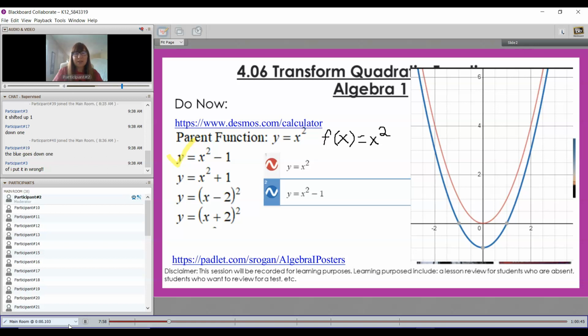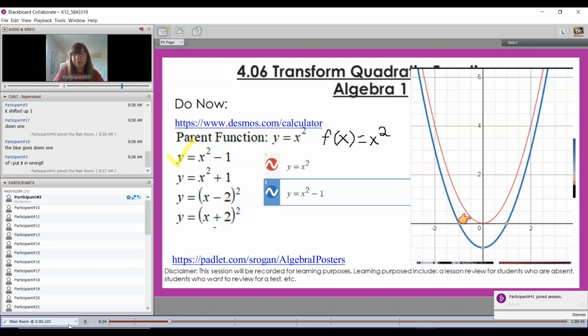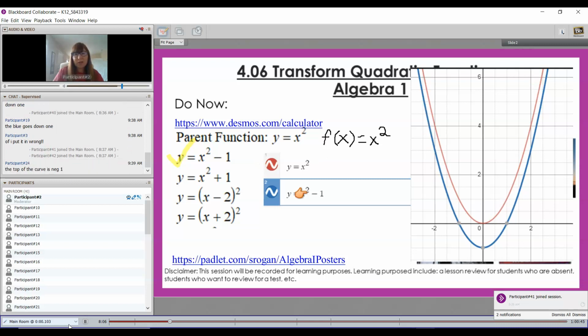And then the blue one, yeah, it looks like it shifts down, doesn't it? So you can see how here's the red, and here's my parent function. Here's the original one. When I type in that parent function, but I subtract 1 from it, it shifts down 1 unit. It is a vertical shift down 1. Yep.